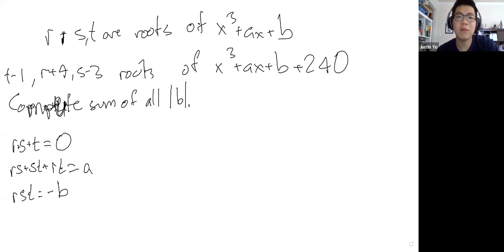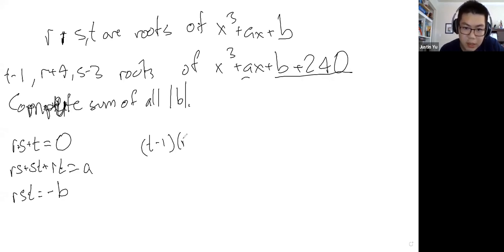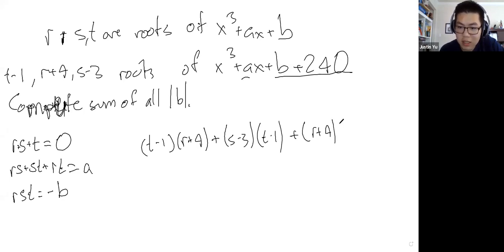So this is going to be a bit brutal from here on out. So I'm going to skip a lot of the steps. I'm trusting most of you that you can handle the computations. The full write-ups for all the gory details will be on the docs. So looking at this coefficient and that coefficient, we know t minus 1 times r plus 4, plus s minus 3 times t minus 1, plus r plus 4 times s minus 3. This is the second symmetric sum, and it equals a, just like before.